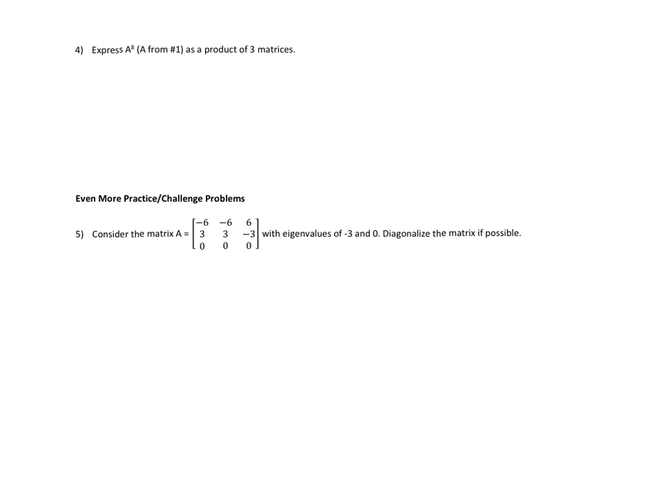Express A to the 8th, A from question number 1, as a product of 3 matrices. Okay, so A to the 8th, because it's diagonalizable, you can write this as P D to the 8th times P inverse. And I don't think I'm going to write this all out. D to the 8th is really easy. So let's see, what was P? P was 3, 1, 4, -1.